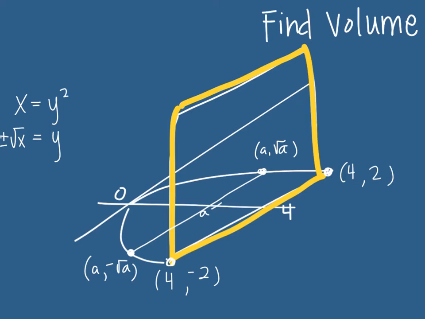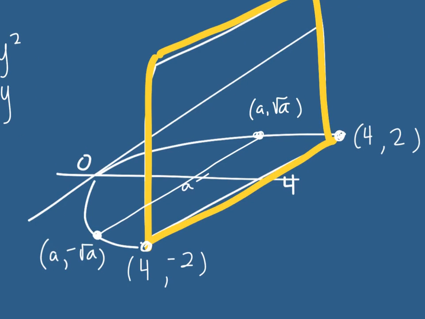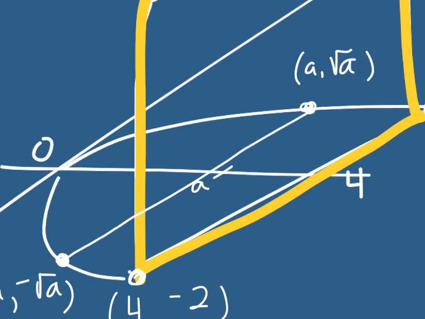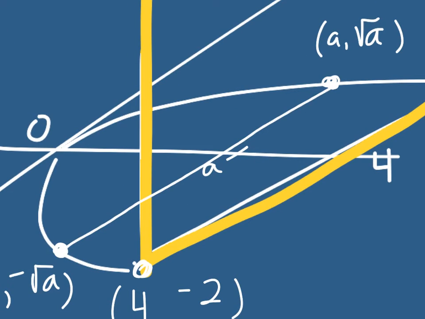So how long is the base of the square that connects those two points together? 2 root A. This base right here, connecting A, root A to A, negative root A, has a total length of 2 root A.